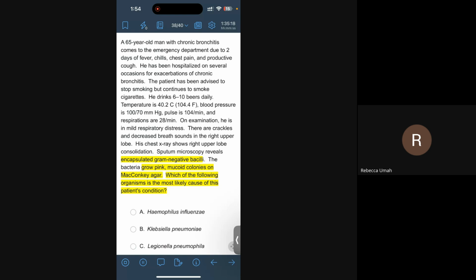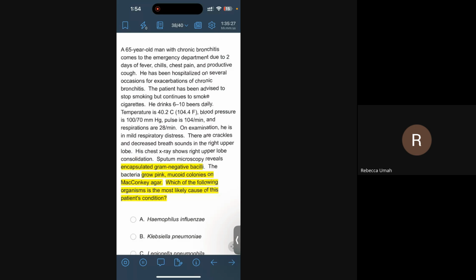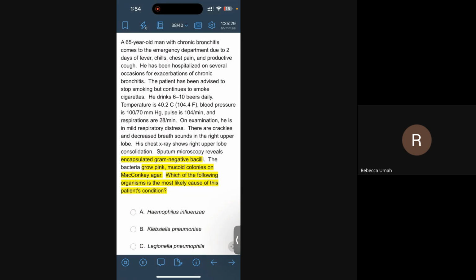A patient comes to the emergency department due to 2 days of fever, chills, chest pain, and productive cough, with several occasions of exacerbation of chronic bronchitis. Temperature is 104. There are crackles in the right upper lobe. What type of pneumonia is it? Lobar pneumonia. Name the bacteria involved in lobar pneumonia: Strep pneumoniae, Legionella, Klebsiella, H. influenzae.